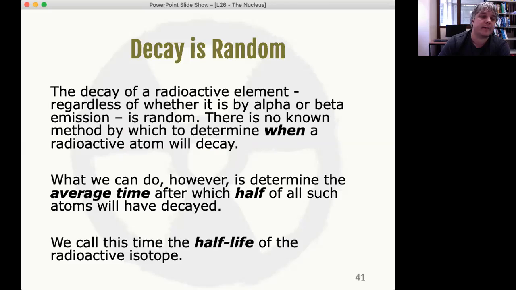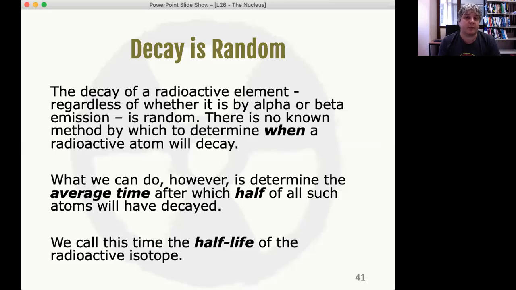It is purely random. However, what we can do is measure how frequently radioactive atoms do decay and determine the average time after which half of some set of atoms will have decayed. So say you take 1,000 of some radioactive atom and you watch them, and after 10 days you're down to 500. That 10 days would be your half-life. It's how long it took for half of those atoms to decay.